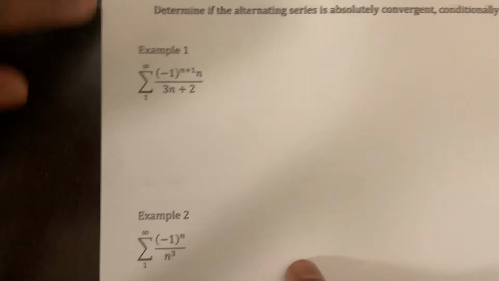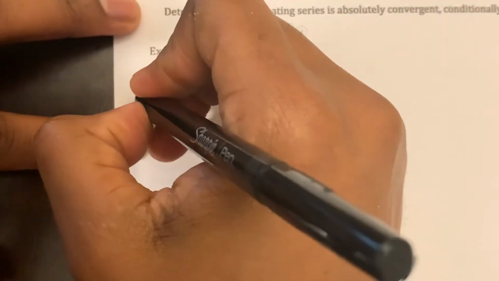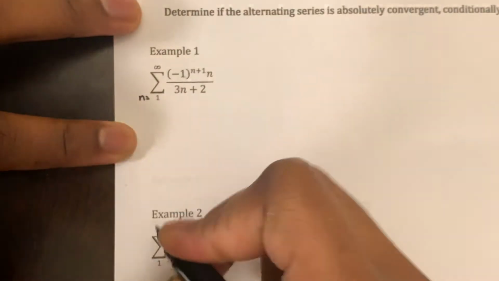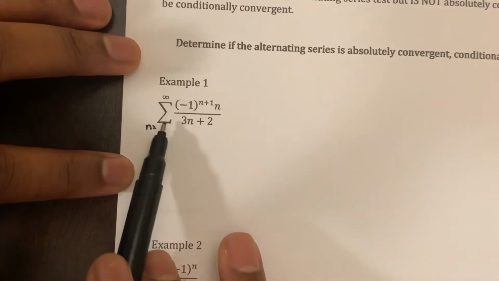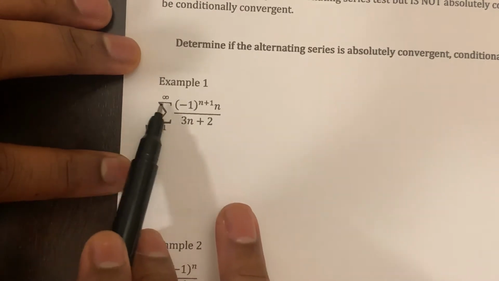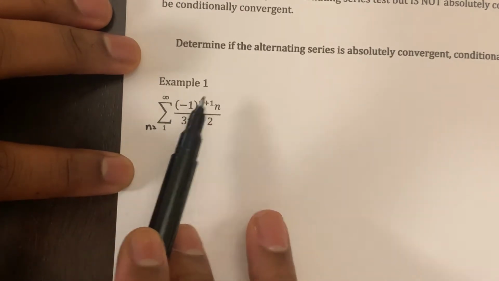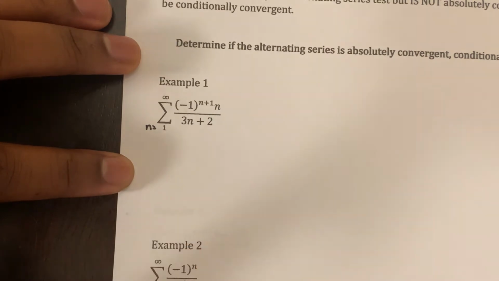So for example 1, and again, for all of these, I left out my n equals 1. I do not know what Mr. Martin is thinking. So we have this series, n equals 1 to infinity of -1 to the n plus 1 times n over 3n plus 2.